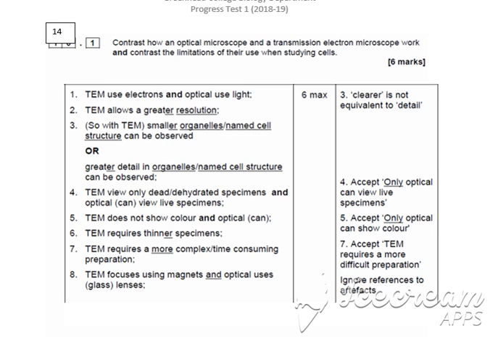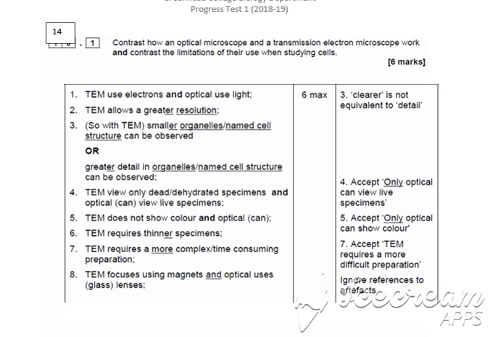Question 14. Contrast how an optical microscope and a transmission electron microscope work and contrast the limitations of their use when studying cells. So when we're asked to contrast two different things, we're wanting to describe properties and to try and group them together. So in this situation, we're talking about the transmission electron microscope, and we describe how it works by saying that it uses electrons.